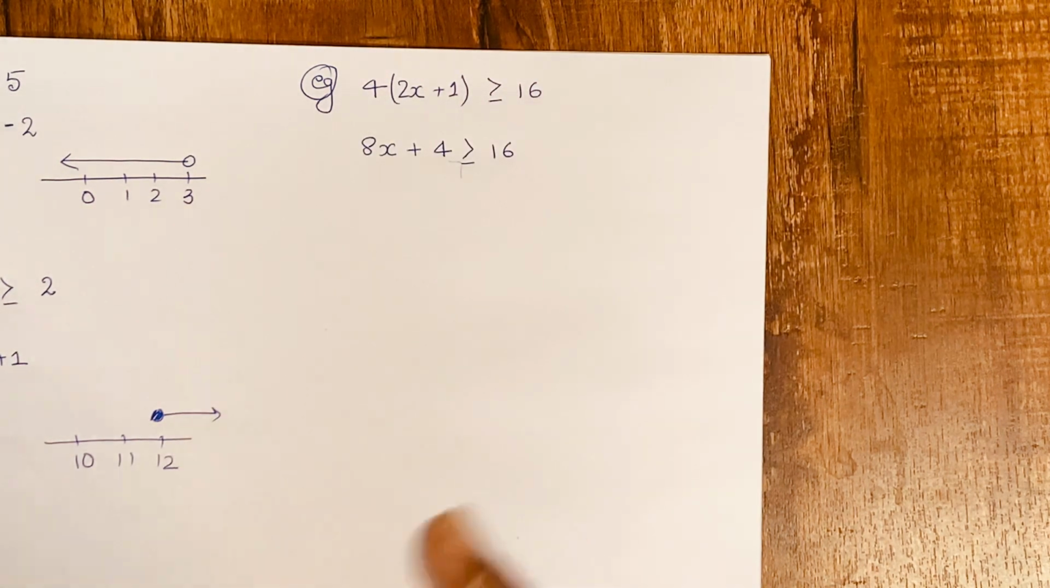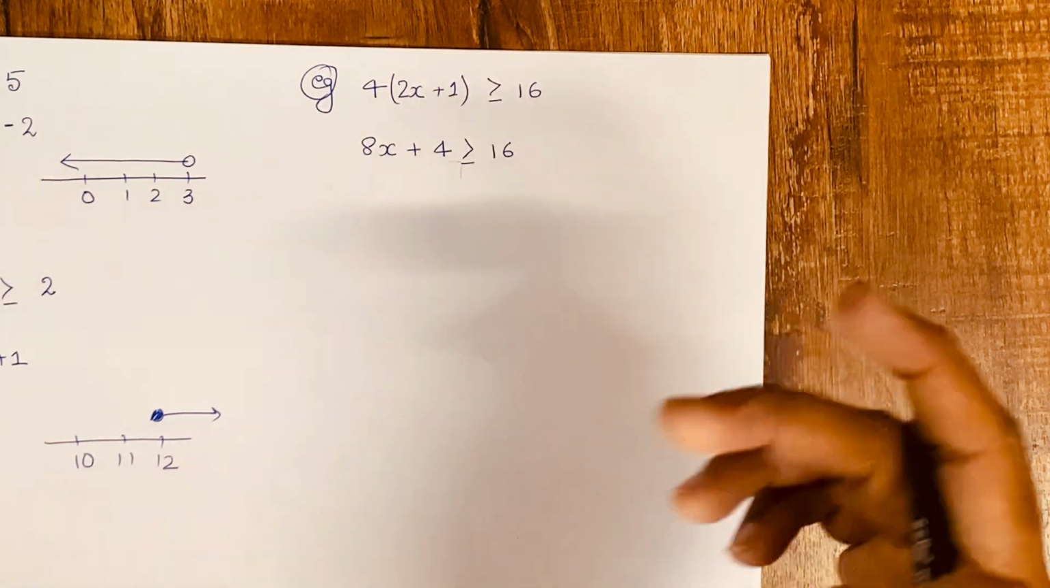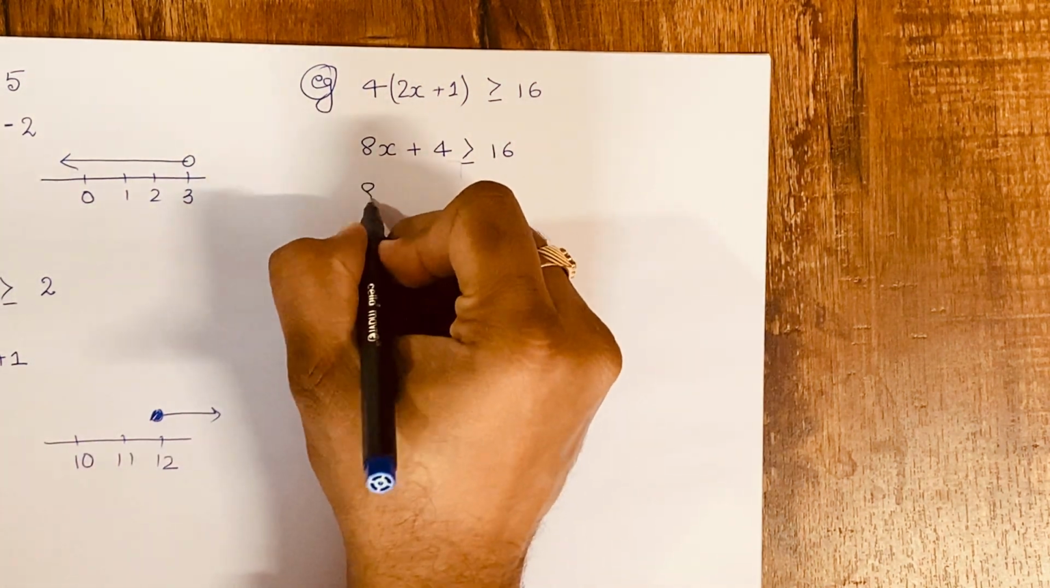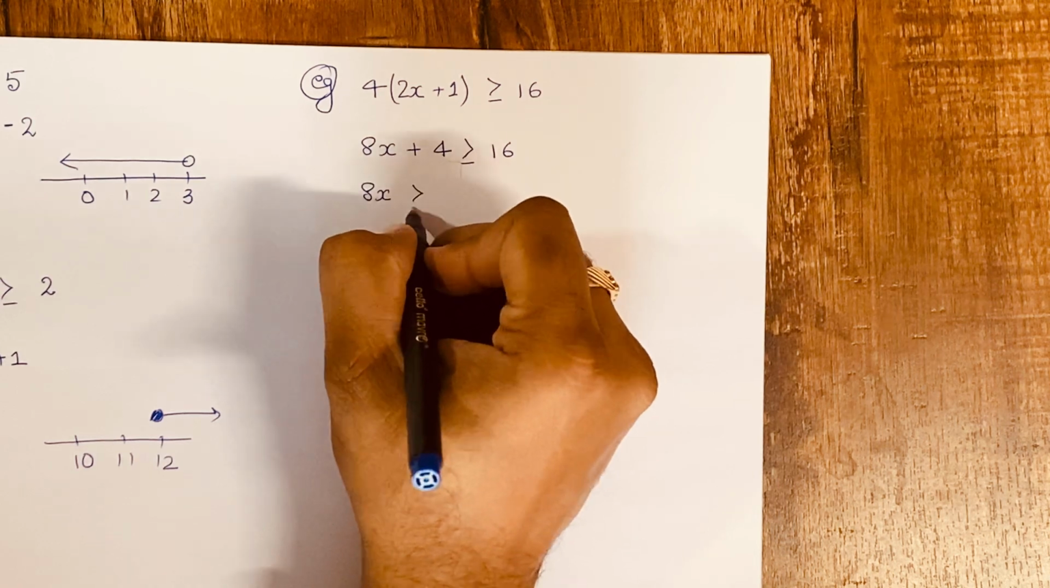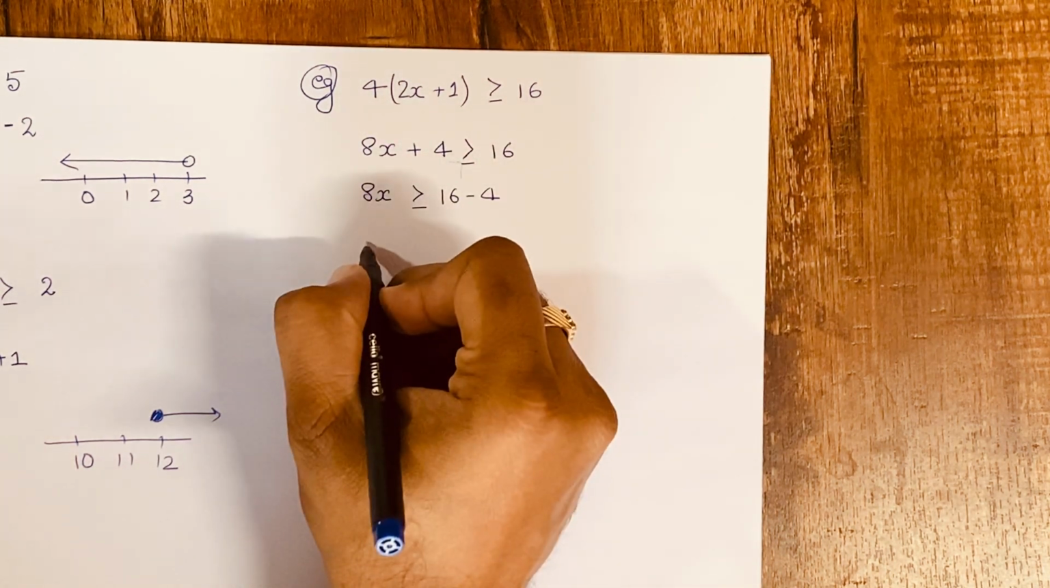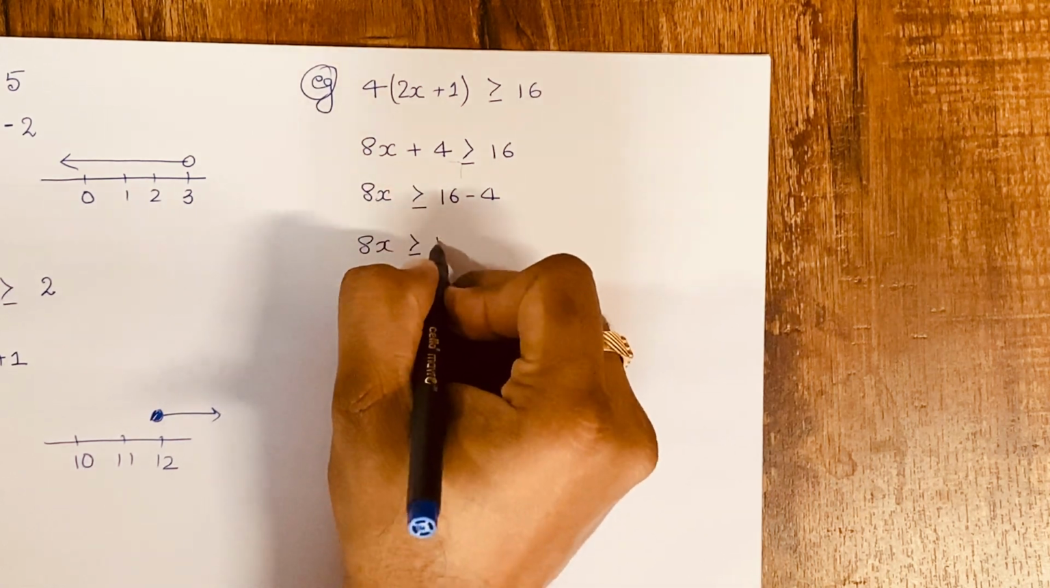You have to keep talking to yourself when you solve the sum. Don't shout while you do it, you can talk to yourself inside. Now this plus 4 will go to the other side and become minus 4, so 16 minus 4. So now it becomes 8x is greater than or equal to 12.